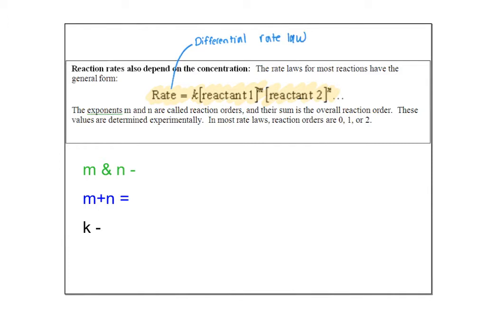So rate equals some guy k times the concentration of one reactant to a power, the concentration of another to a different power. Those exponents are called the reaction order. So m and n, this guy here and this guy here, these are the order, and they are only determined through experiment. Determined experimentally. Okay, so we would say m is the order with respect to reactant 1, n is the order with respect to reactant 2. If I add those two exponents together, we get something called the overall order of the reaction.